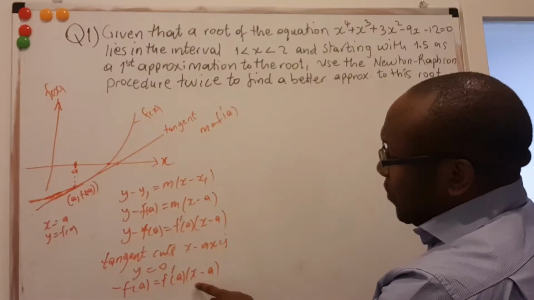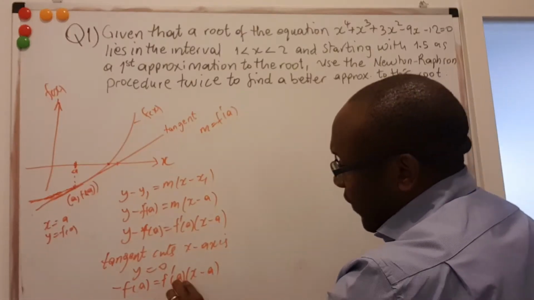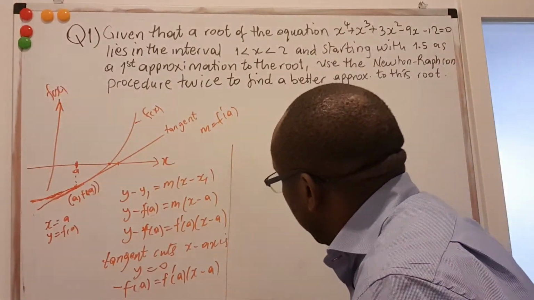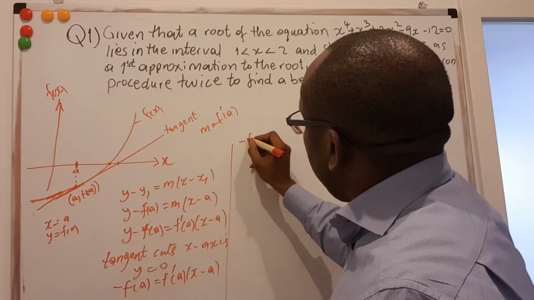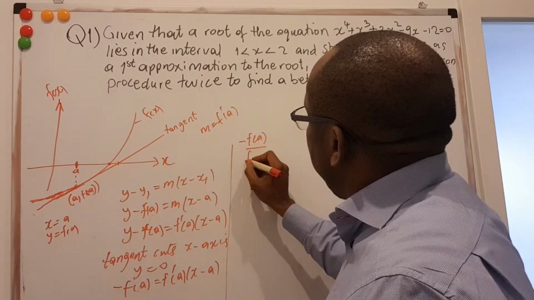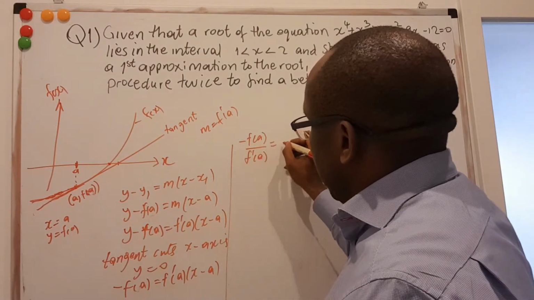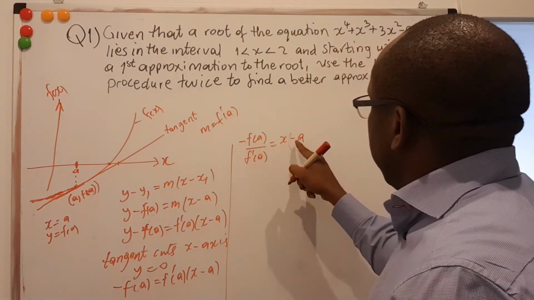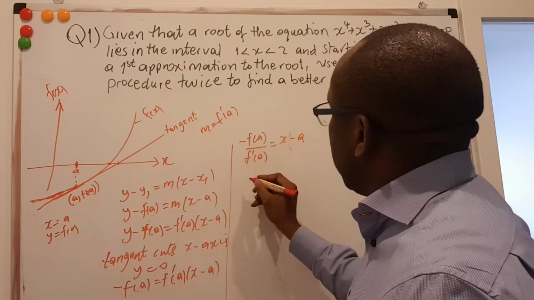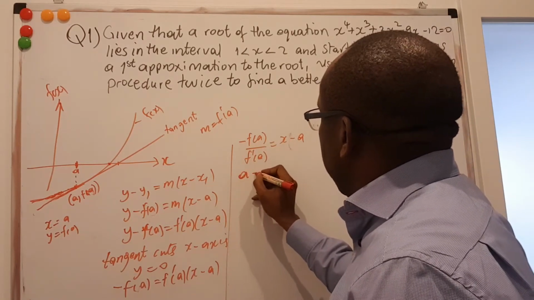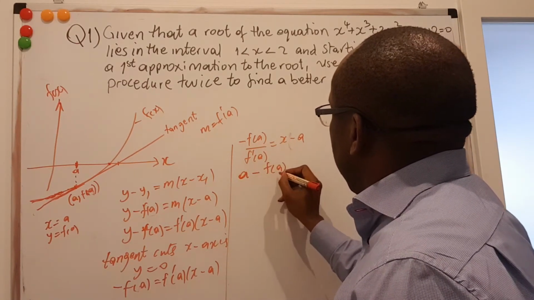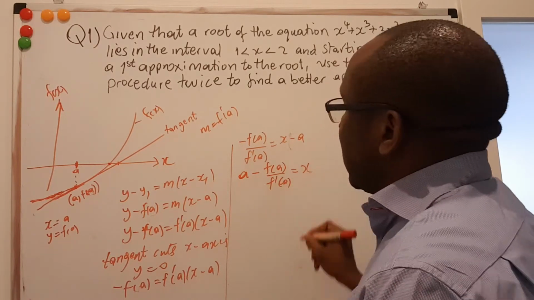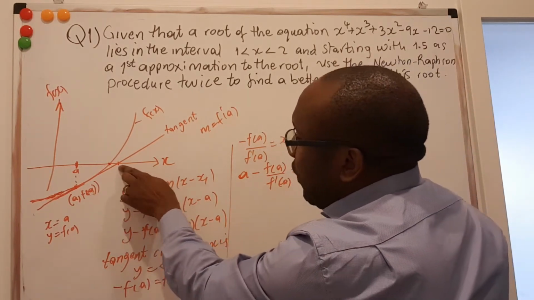I want to make x the subject of this formula. So I can divide this. So this is minus f of A divided by f prime of A is equal to x minus A. I can take this A to the other side. It becomes plus A. So that means A minus f of A divided by f prime of A is equal to x. See, and the x is the new value that I get.